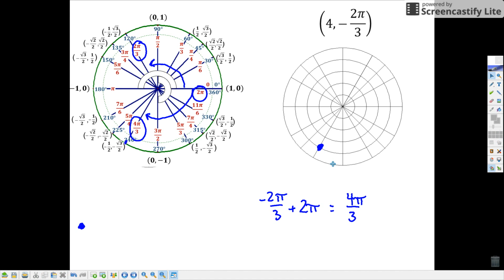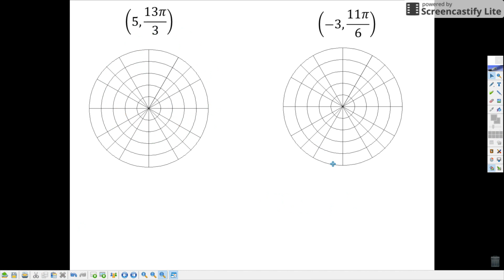Great. Let's do a few more just as extra practice. So (5, 13π/3) is not typical. 13π/3 is not between 0 and 2π, I should say. It is on the unit circle, so we're going to find something coterminal by just subtracting 2π, since 2π is a full rotation. When you subtract 2π, you'll get 7π/3.